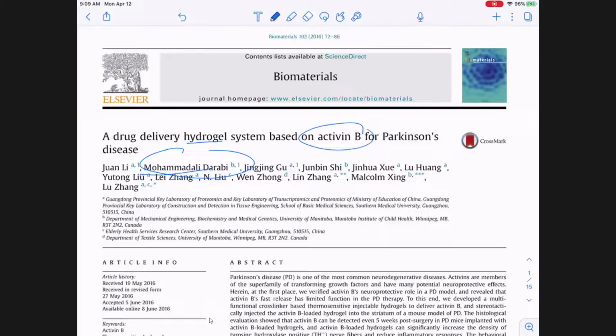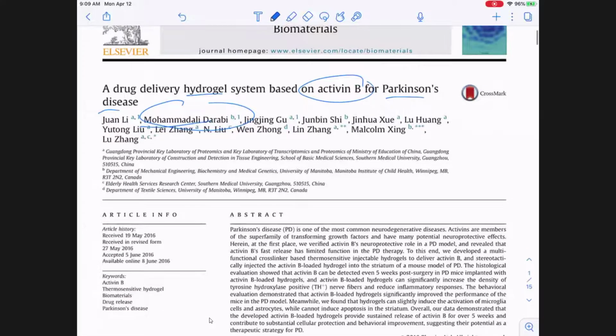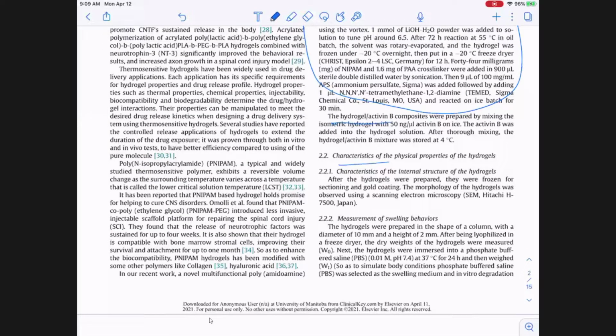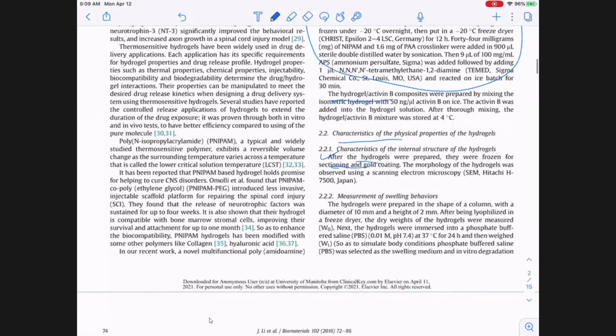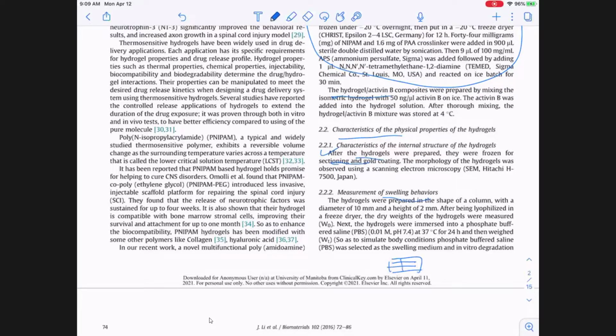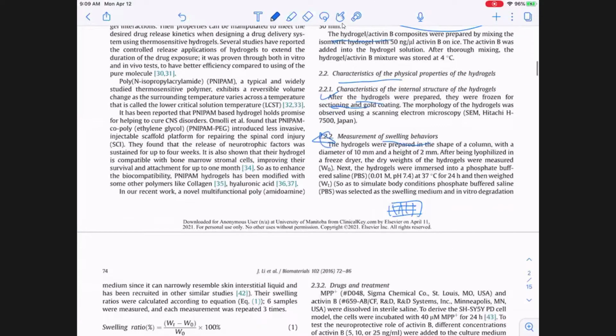So you will see the materials and methods parts. We will check the physical properties of the hydrogel, because I know some students are working on bioink. We need to measure a swelling test, because the gel will absorb water. How much water can it absorb over time? We should know, so we measure the swelling behavior.